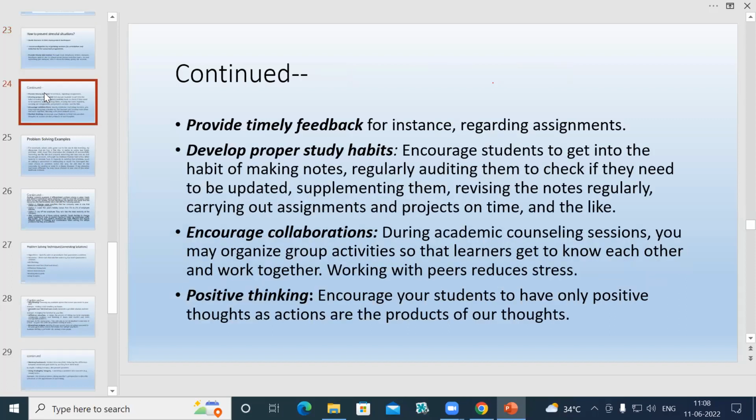Provide timely feedback regarding assignments. Develop proper study habits: encourage students to get into the habit of taking notes, regularly auditing and supplementing them, revising the notes regularly, and carrying out assignments and projects on time. Then encourage collaborative projects among them, and during academic counseling sessions you may also organize group activities so that they can know each other. Working with a peer group also reduces stress, because sometimes, like the COVID-19 education scenario, is an example of this.